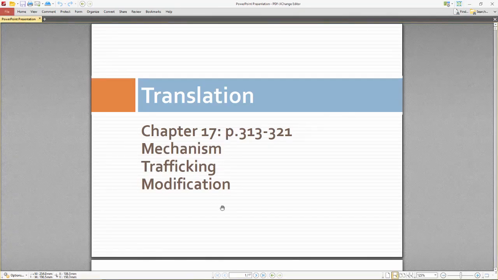Okay, so today we are going to learn about translation. We've already covered DNA replication, and then we've covered transcription, which is DNA to RNA. And today we're going to cover translation, which is RNA to polypeptides, and eventually to proteins.